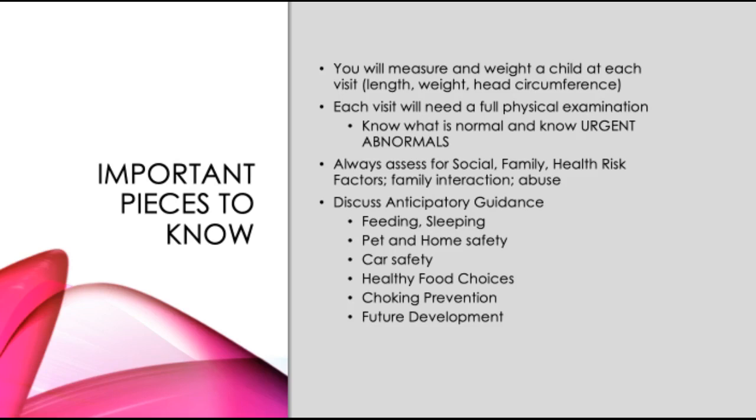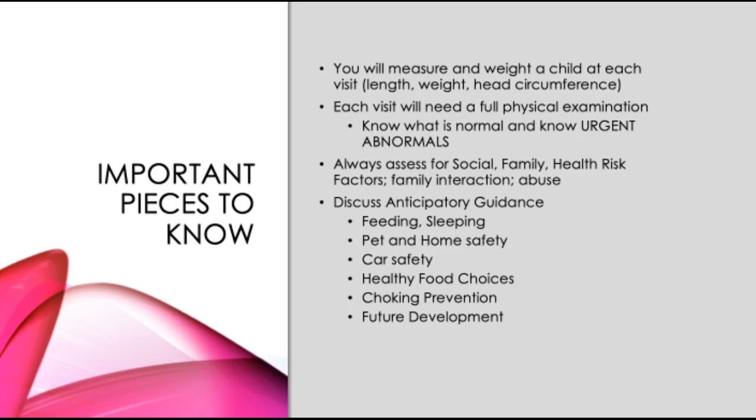Also, make sure that, especially as you are seeing young adults, you want to refer to Tanner stages. There are a lot of scales that you can just print off, and that way you'll have the Tanner stages with you so that you can document their sexual development appropriately. And then each visit, like I said, you'll need to do a full physical examination. So know what is normal, and then know the urgent abnormals.